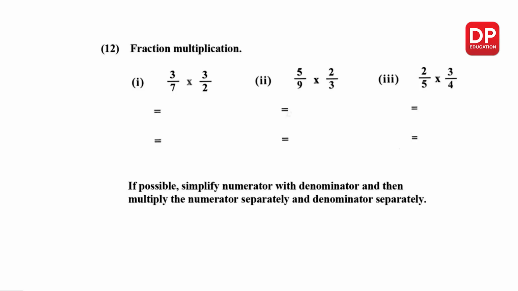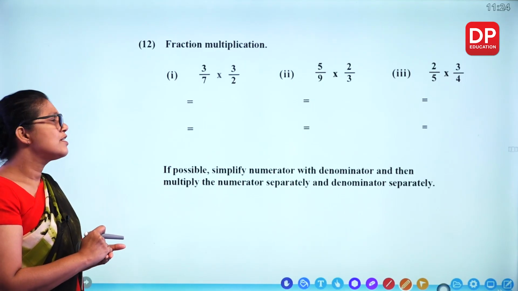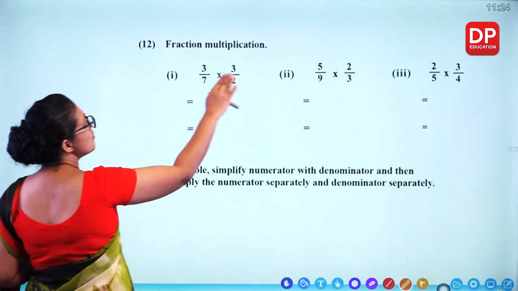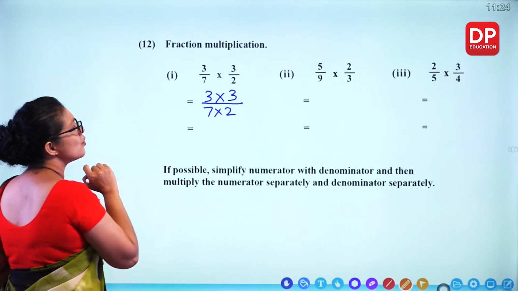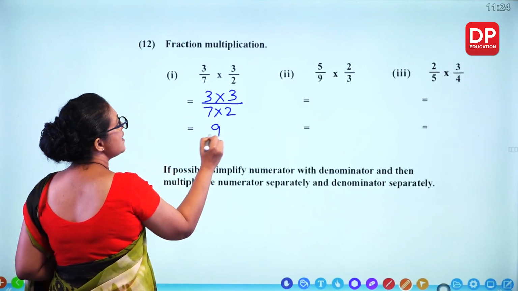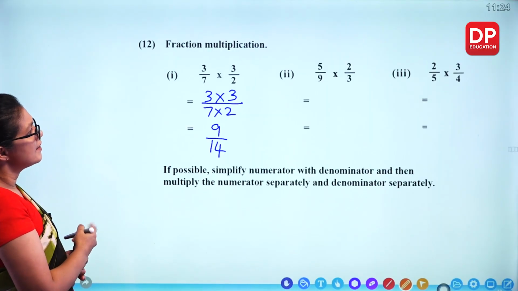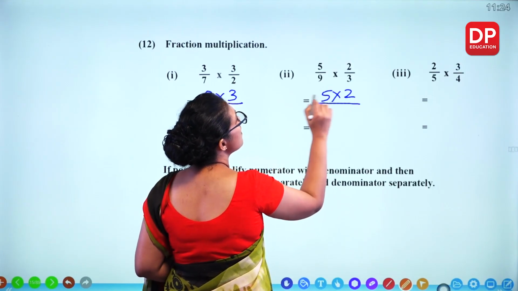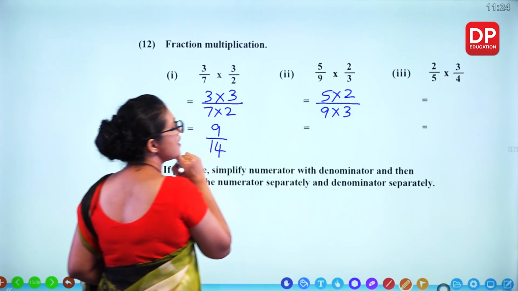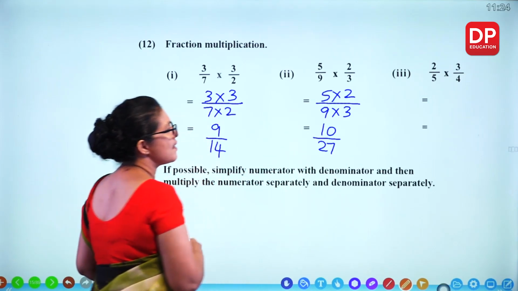Fraction multiplication. So what's the rule when you get multiplication? You multiply the numerator separately and denominator separately. So we'll do 3 times 3, 7 times 2. 3 times 3, 9, 7 times 2, 14. You can't simplify that. Next one, multiply the numerator values separately, denominator values separately. 5 times 2, 10, 9 times 3, 27.